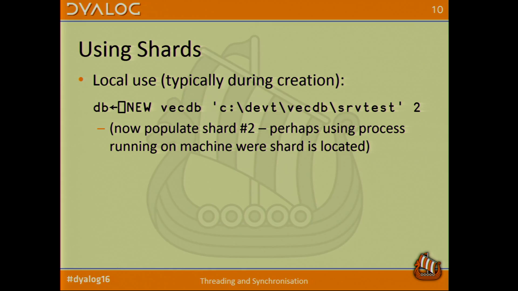Anyway, so in addition to having the system automatically deal with the shards using a bunch of slaves, you could also open the individual shards one by one. So when you open a vecdb which is created, you can provide an additional constructor argument which says, well, I just want to use shard number 2.